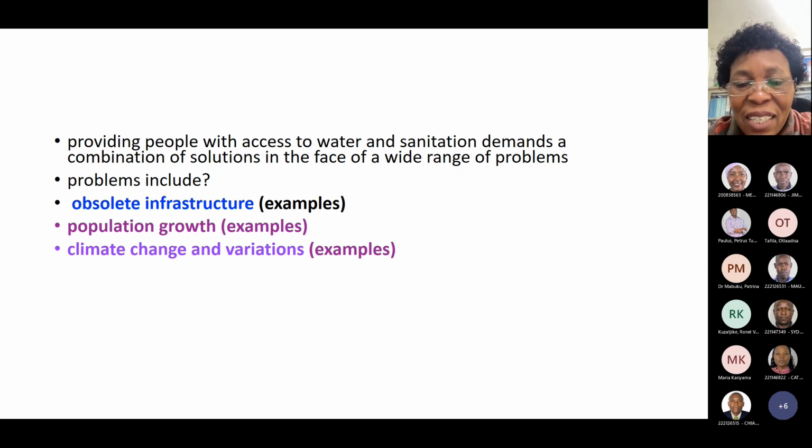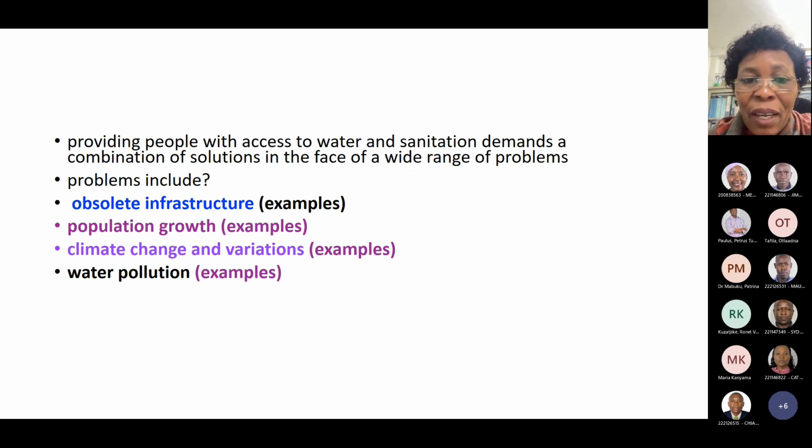Droughts and floods that come because of climate change present formidable challenges to accessing water and proper sanitation. But again, what can governance in water and sanitation do? Next, please.